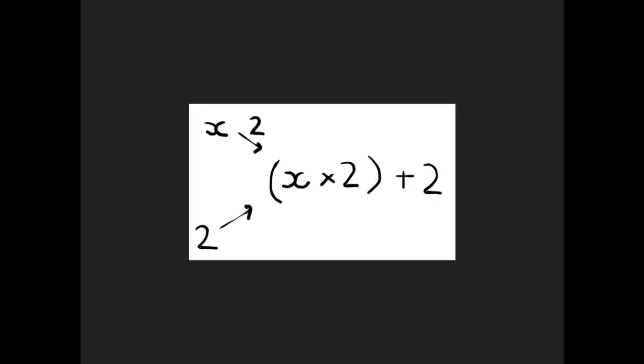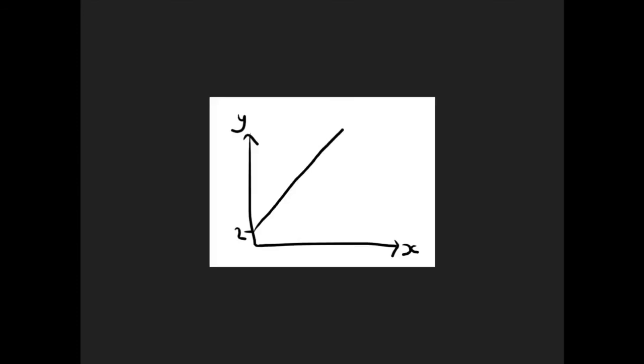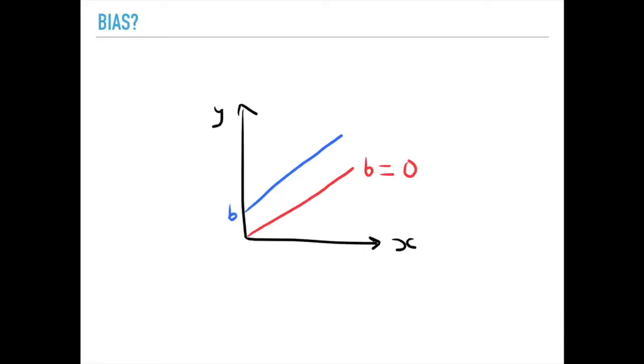So let's add some numbers in, like 2. 2 for the weight, the w, and 2 for the bias, the b. So this is a linear function. And the bias is like the y-intercept. In fact, it is the y-intercept. It shifts the output function.